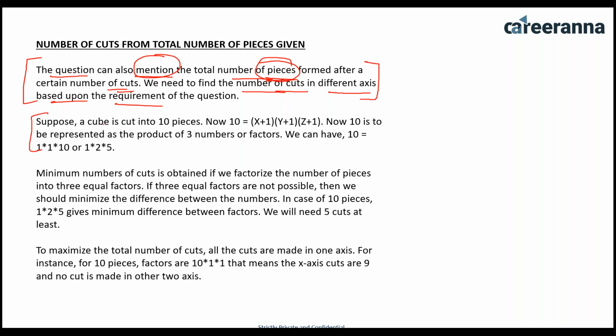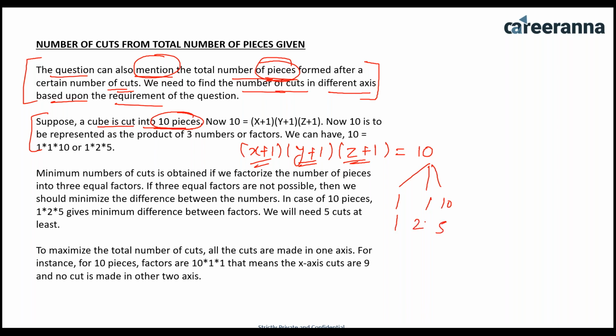Okay. Suppose a cube is cut into 10 pieces. So there are 10 pieces of a cube. Now, as we have studied that x plus 1 multiplied by y plus 1 multiplied by z plus 1 will give you number of pieces, which is given to be 10. Okay, so now x plus 1, y plus 1 and z plus 1, what values can it take? It can be 1, 1, 10, 1, 2, 5. Is there any other possibility? Guys, is there any other possibility?